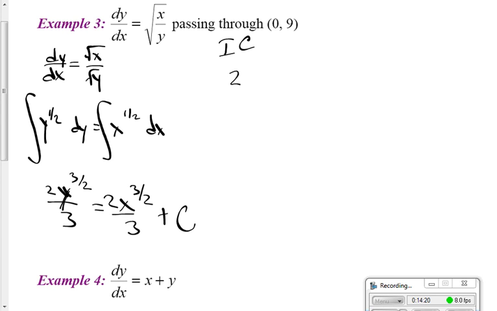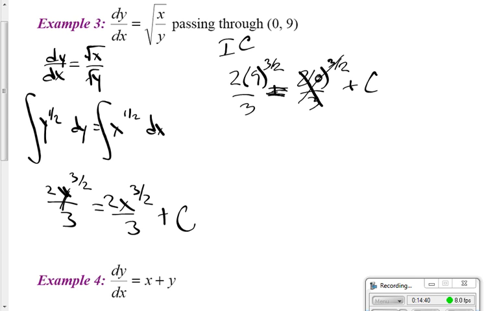Your initial condition, we've got 2 times 9 to the 3/2 all over 3 plus, or I'm sorry, that's an equals. I did that in the last problem too. That's an equals 2 times 0 to the 3/2 divided by 3 plus c. This part's just 0, right? 9 to the 3/2, that's the square root of 9 to the 3rd power, that's 27. 27 over 3 is 9. 9 times 2 is 18. So we should get the c value of 18.